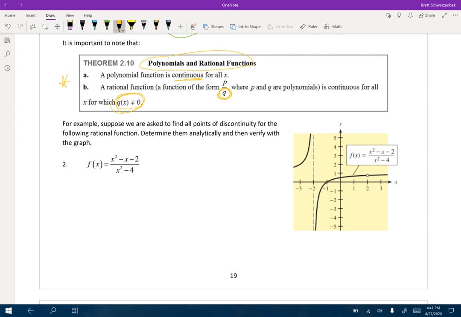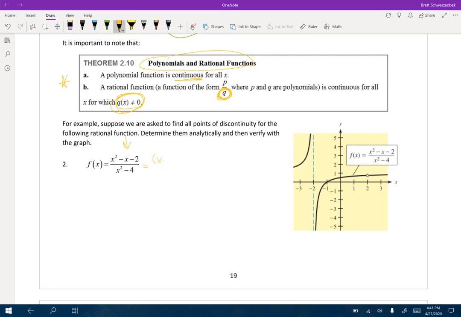So what I did was I brought a function with us. I believe it's a function that we have seen before, but no matter. Basically, what do we need to do? It says, for example, suppose we are asked to find all points of discontinuity for the following rational function, determine them analytically, and then verify with the graph. Okay, so again, we have to determine when q is not equal to 0. What's the best way to do that? It's to factor and simplify.